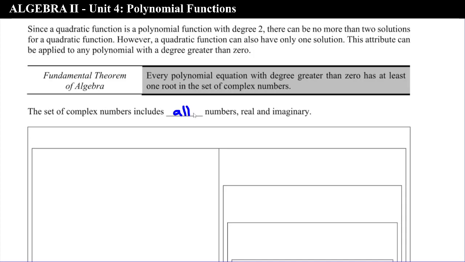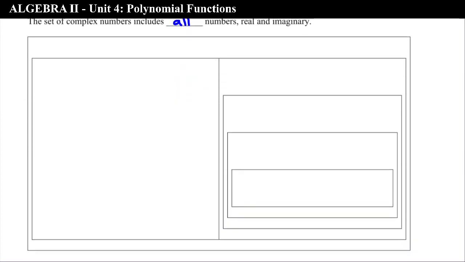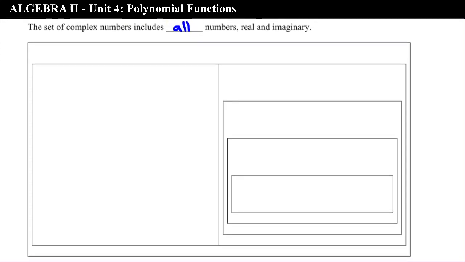So let's talk about what complex numbers are very briefly. I have here a set of nested boxes, and we're going to use this to describe how all the numbers are related. Any number you can think of, real or imaginary, is a complex number.